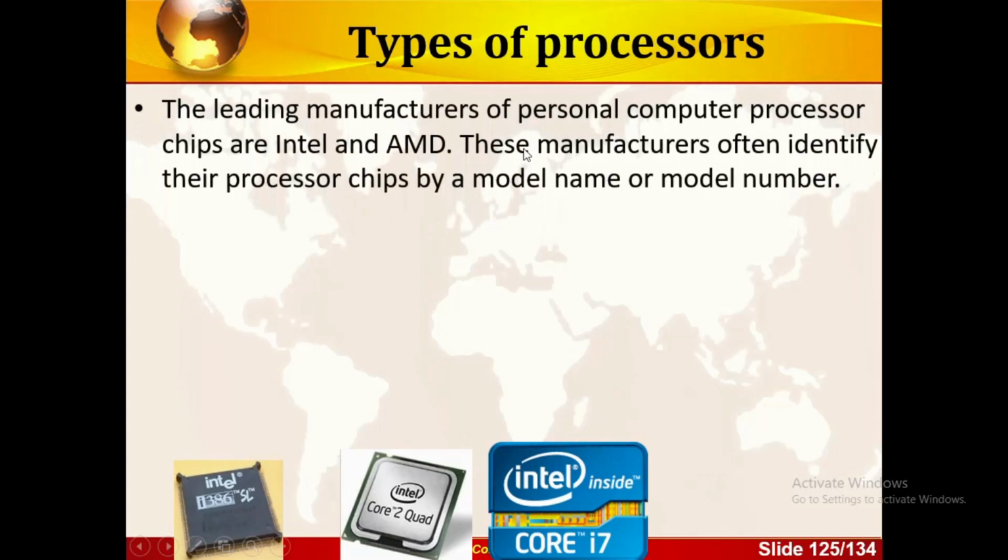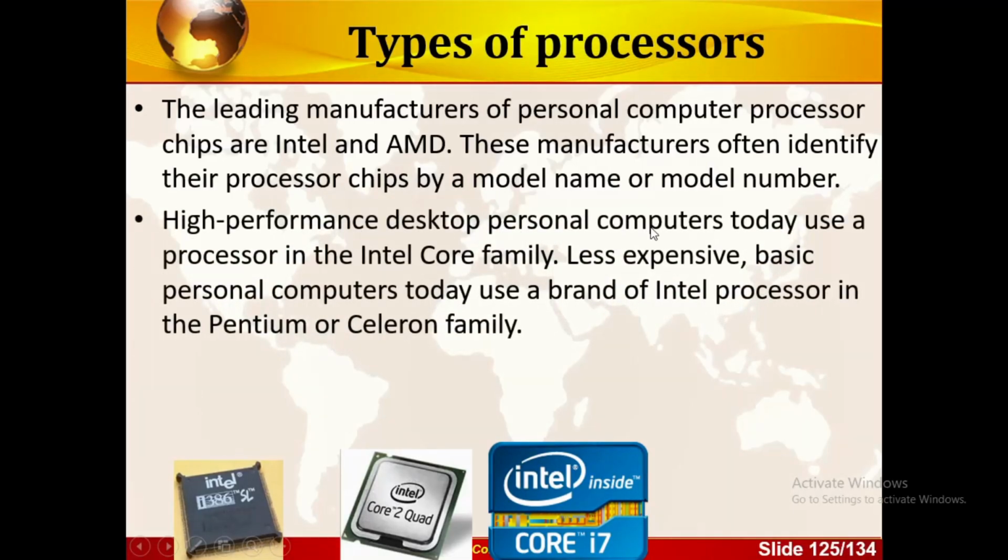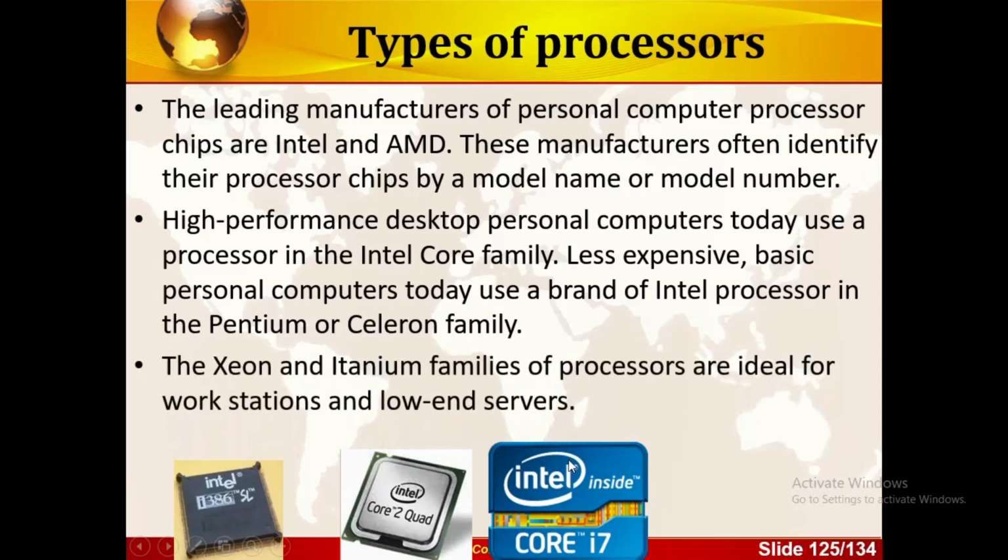The leading manufacturers of personal computer processor chips are Intel and AMD. These are Intel and AMD kinds of processors. The high performance personal computer processor is what we call the Intel Core family. There is an expensive basic personal computer, and there is a brand of Intel processor family. So this is an updated kind of processor which is in use nowadays.